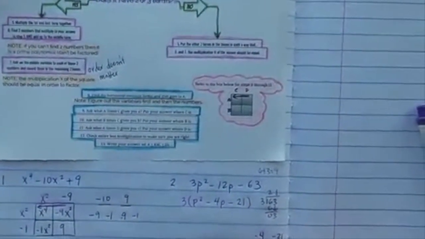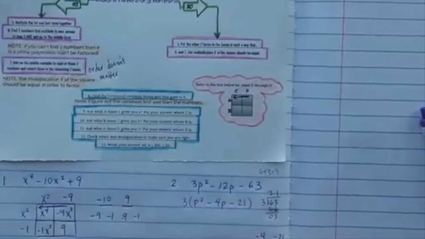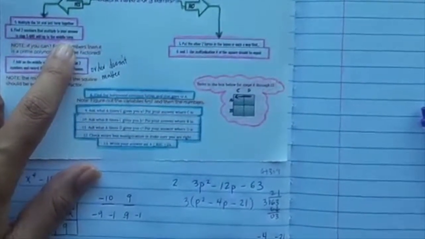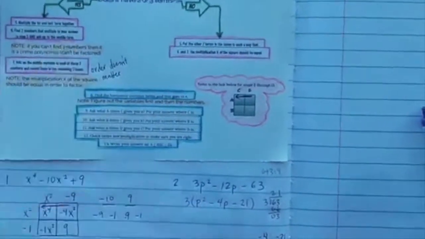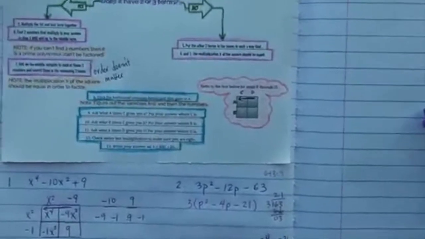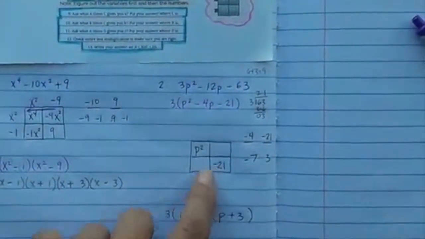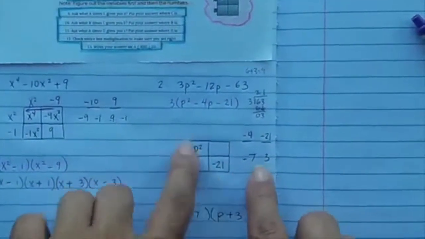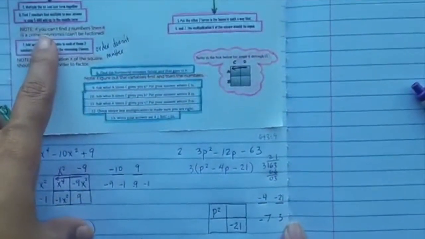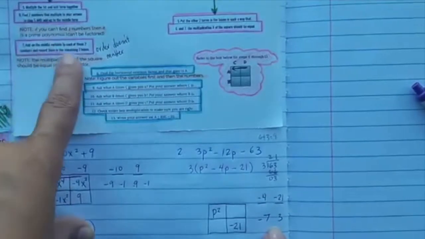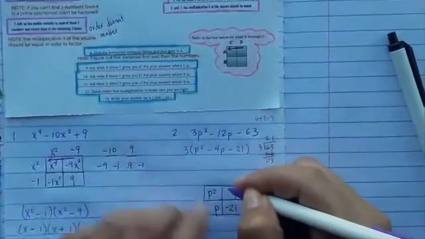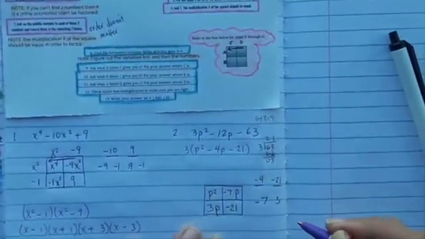So 2 numbers that multiply to negative 21 and add to negative 4. What's that? 7 and 3. I need it to be negative when you subtract, so negative 7, positive 3, and that's going to give me negative 4 when you add them, and negative 21. Then you put the middle variable, which is p, in the remaining 2 boxes, and the order doesn't matter however you want to put it. So I'm putting negative 7 and 3.